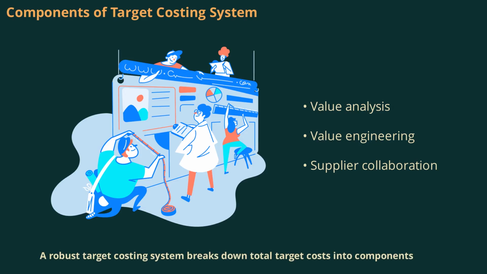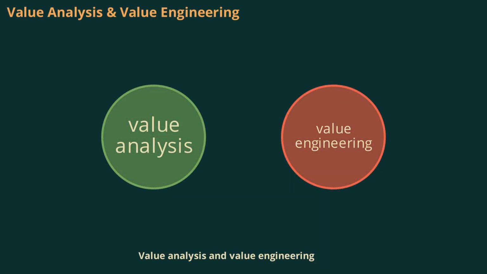A robust target costing system breaks down total target cost into components, allowing for detailed value analysis and value engineering. Value analysis reviews existing products to identify cost-saving opportunities without reducing customer value, while value engineering applies similar principles to new products. Both approaches involve cross-functional teams and supplier collaboration, ensuring that cost reduction efforts are comprehensive and sustainable throughout the product life cycle. Value analysis and value engineering are systematic approaches to cost reduction.